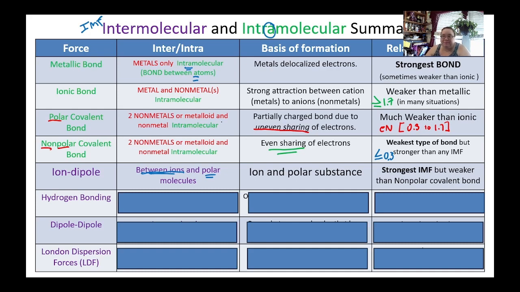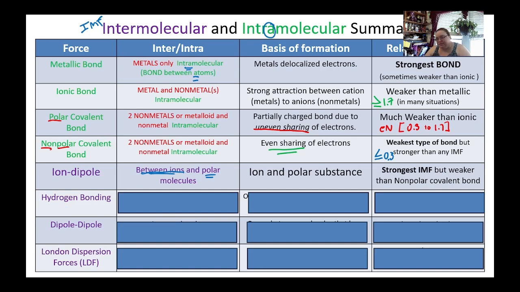These are the strongest type of IMF, but we don't talk about them too terribly much because it does require the substance to be dissolved in something else. So these other three are the three that we talk about the most because they involve pure versions of the substances. So the next one is hydrogen bonding.